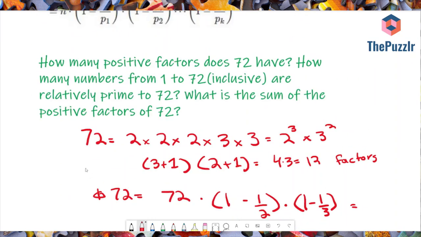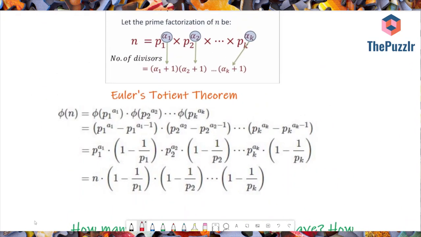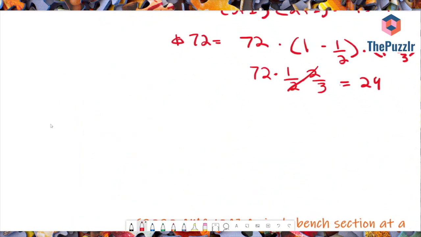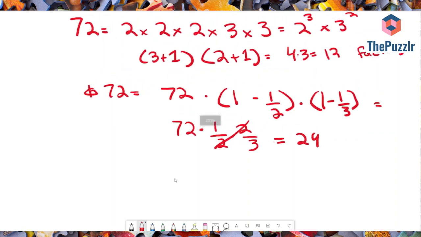We didn't go over this in the formula section because this doesn't appear that much on the AMC 10, but it is still quite an important technique, especially if you want to go beyond the AMC 10 and excel on the AIME. To find the sum of the factors of a number, first you find the prime factorization. We already know that 72 is equal to 2 cubed times 3 squared.